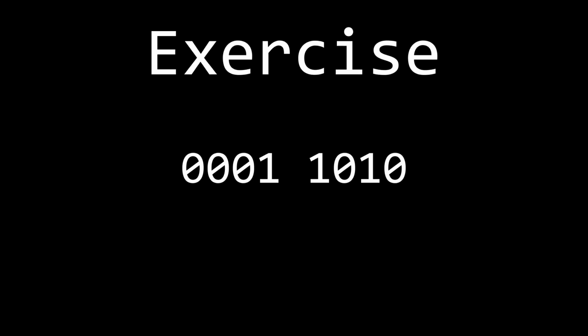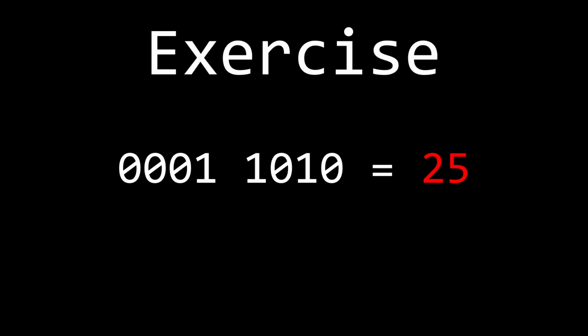For a short exercise, try to translate this 8-bit binary number or byte to decimal. Remember, the rightmost value is 1 and it doubles every time you go 1 to the left. Stop the video now. If your answer is 25, you are wrong, because the right answer is 26.